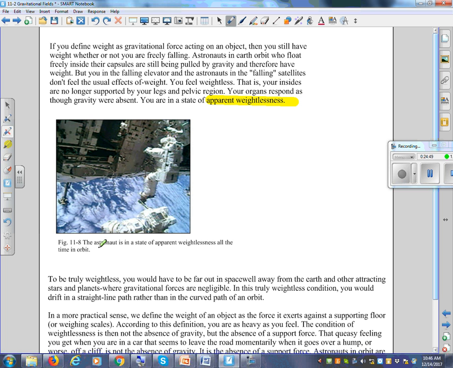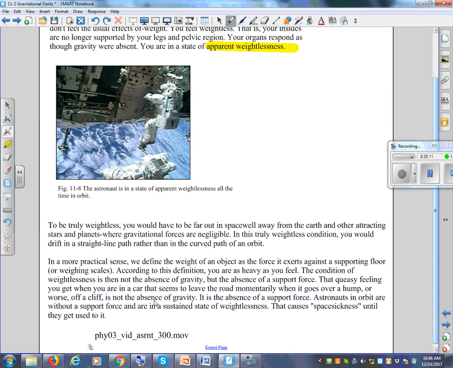To be truly weightless, where would you have to be? You'd have to be away from everything. You'd have to be far out in space, well away from the Earth and other attracting stars and planets where gravitational forces are negligible. In this truly weightless condition, you would drift in a straight line path rather than the curved path of an orbit.